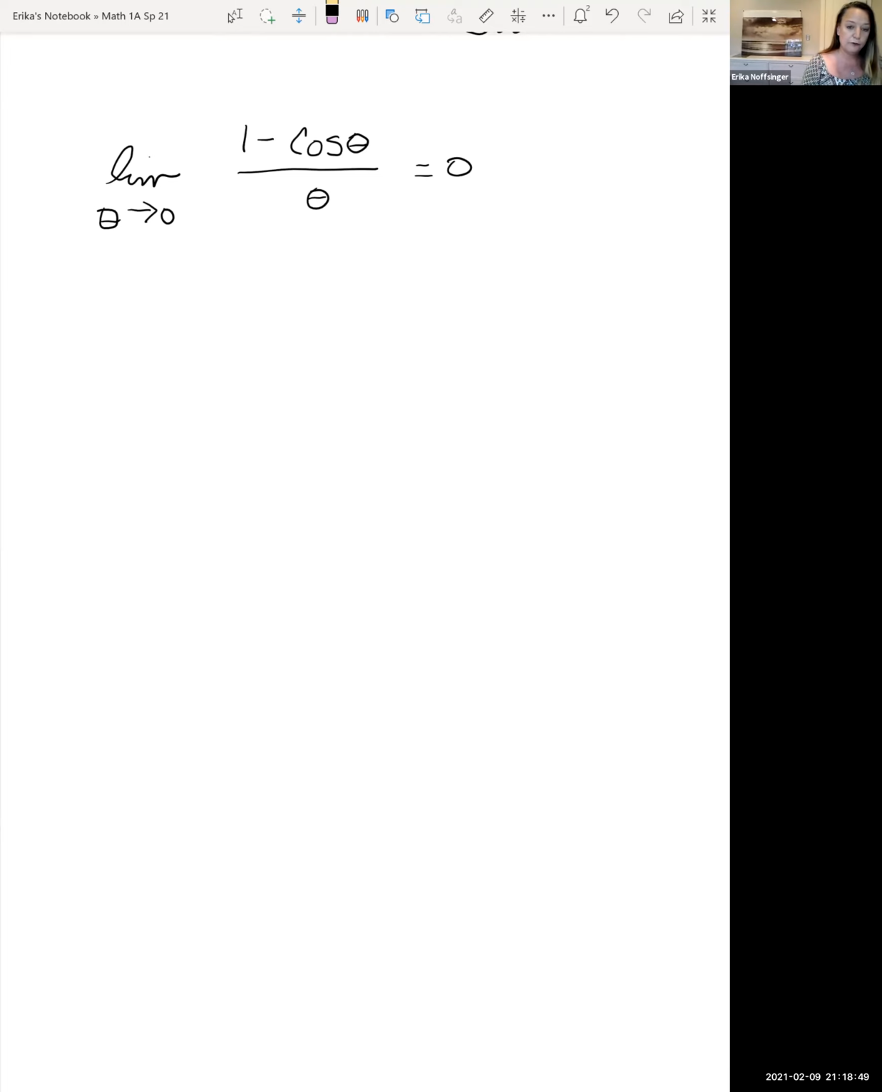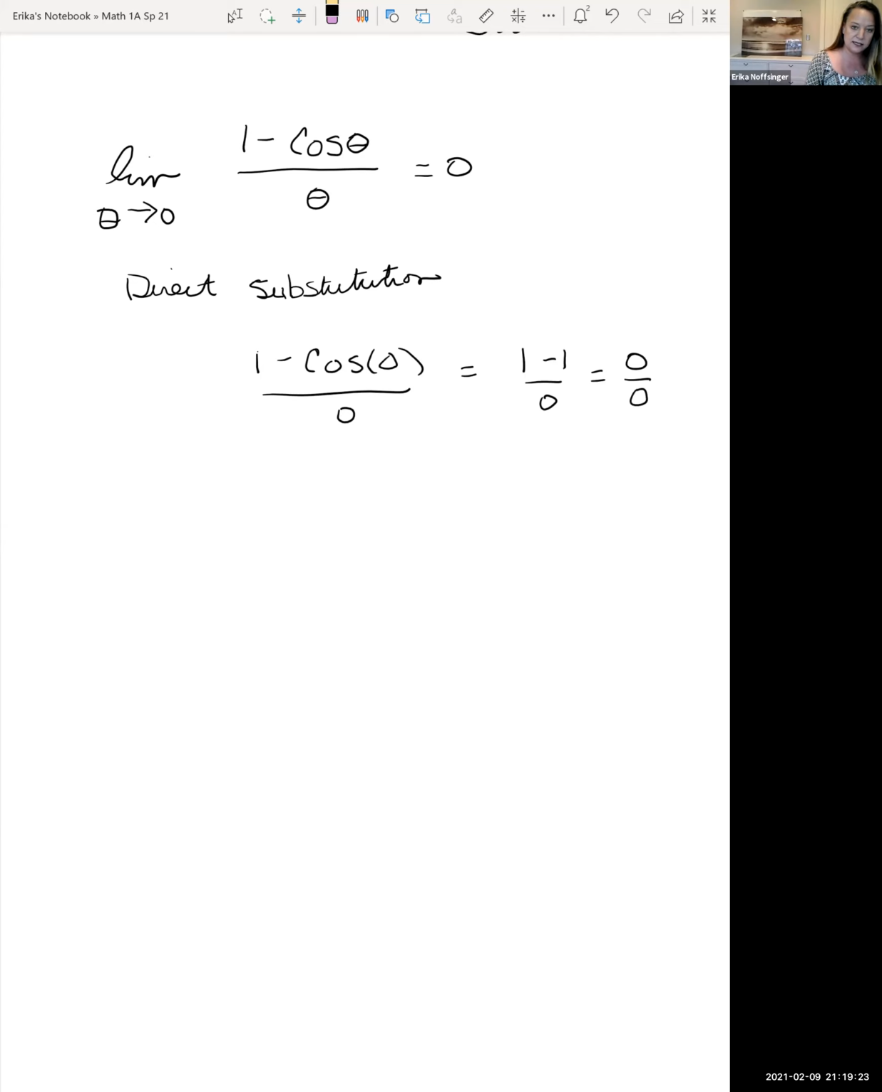So notice again, if we did direct substitution, which is really where you should always start, you'll be surprised a lot of times it does work. Plugging in 0 wherever we see theta, we'd have 1 minus cosine of 0 all over 0, but cosine of 0 is 1, so we have 1 minus 1 all over 0, or 0 over 0. So indeterminate form, again, it doesn't tell us anything, so we got to try to manipulate this.